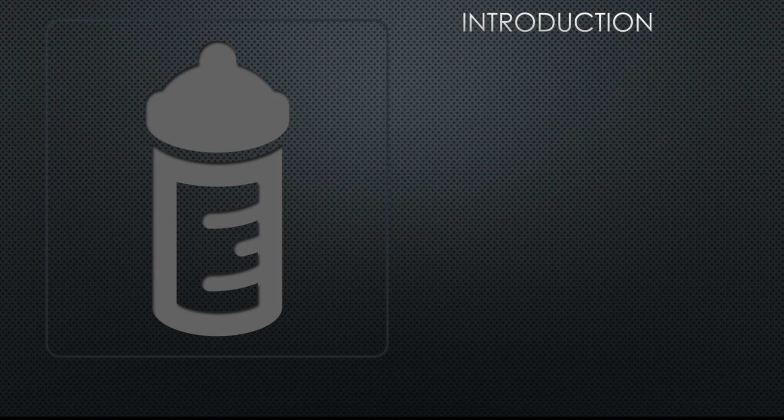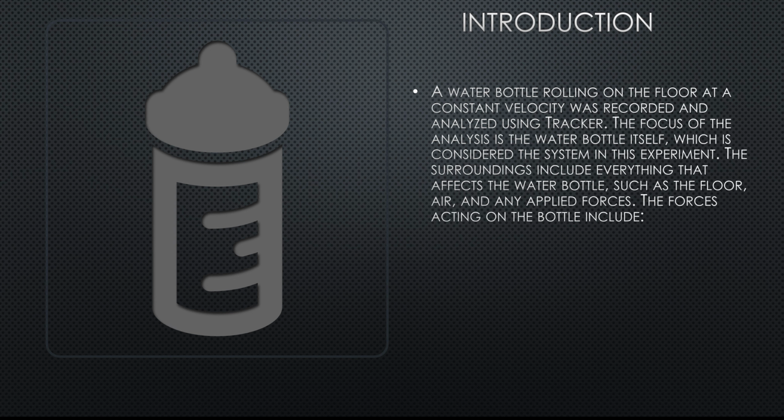So here's what's going to happen in the lab. A water bottle was rolled on the floor at a constant velocity, and it was recorded and analyzed using Tracker. The focus of the analysis is the water bottle itself, which is considered the system in this experiment. The surroundings include everything that affects the water bottle, such as the floor, air, and any applied forces.